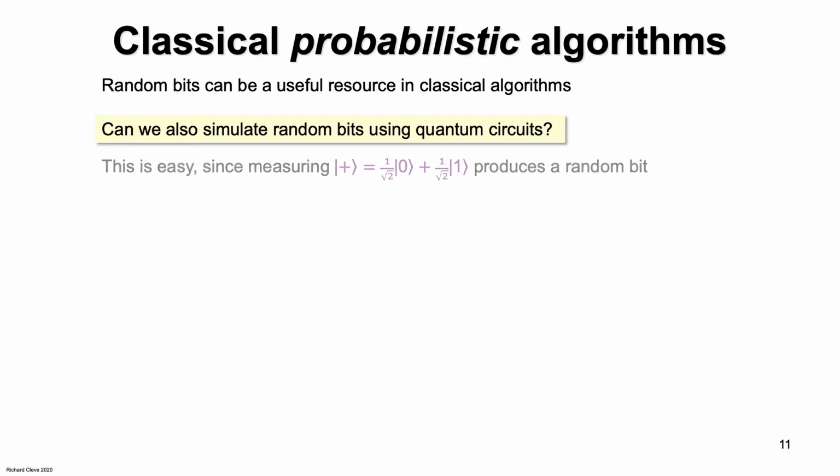Okay, it's actually quite easy, since constructing a ket plus state and measuring it yields a random bit. But this entails an intermediate measurement. Our quantum circuits will not look like the ones that we defined earlier, where all the measurements are at the end. Can we simulate random bits without the intermediate measurements?